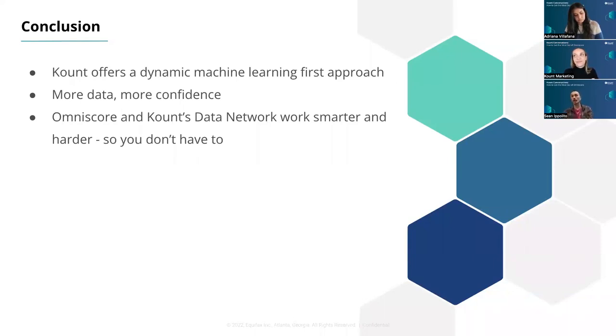We do it every day. It's our job. We have decades of expertise in fraud, machine learning, and AI, and we really just want to help you do your best. And we research and update our knowledge, study and update data constantly, retrain our models, etc. And you can just use the Omniscore and take advantage of our data network, and it works better and harder, so you don't have to.